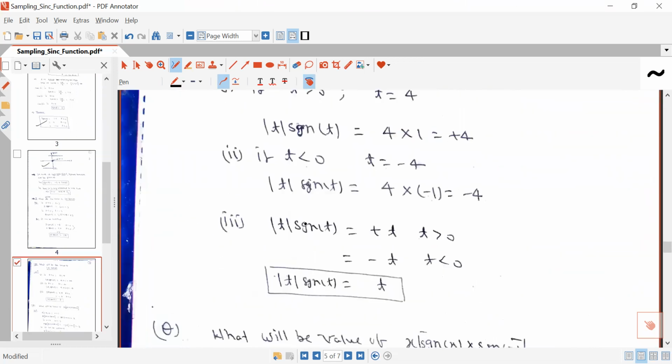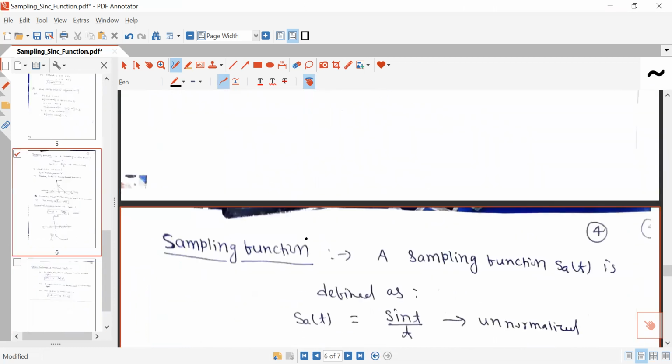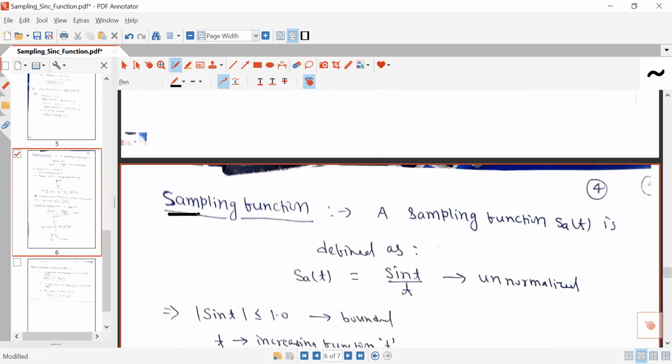Now the second function, which is very important, especially for this course, is the sampling function, because this function will help you a lot when you discuss the Fourier transform and the sampling theorem. When you go through such topics, you will see the importance of the sampling function. The sampling function is basically the ratio between sin t and t.